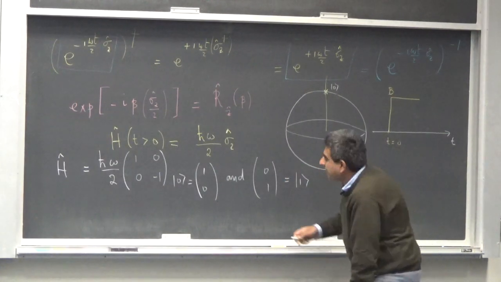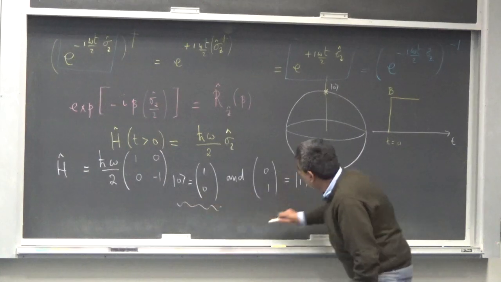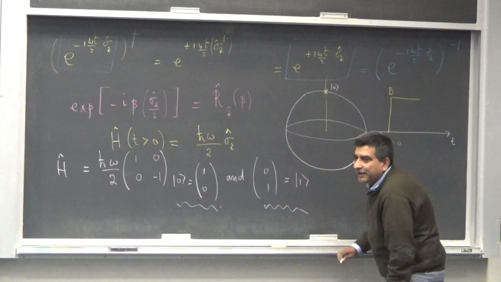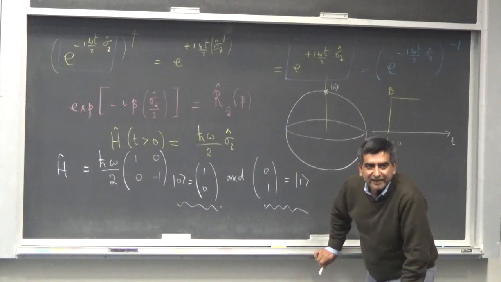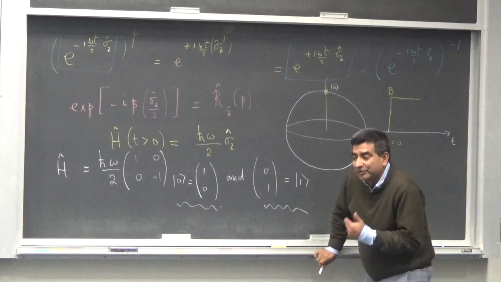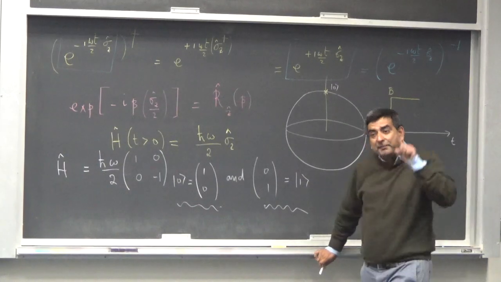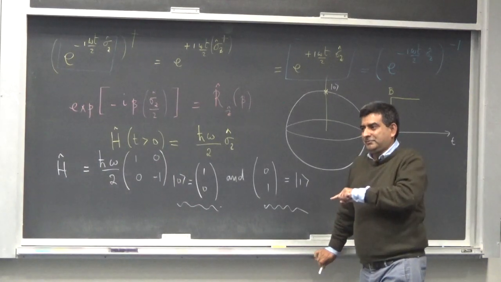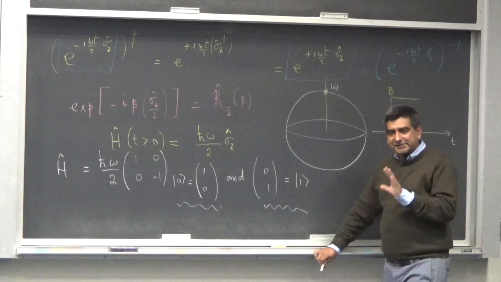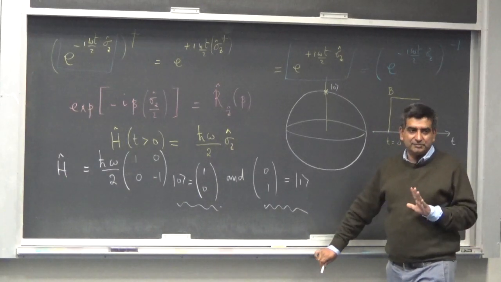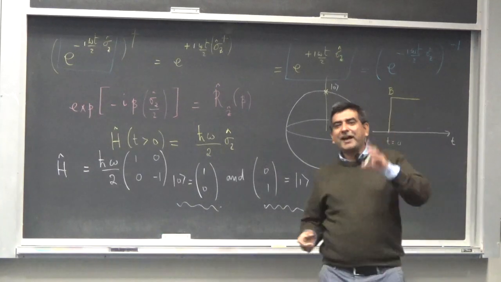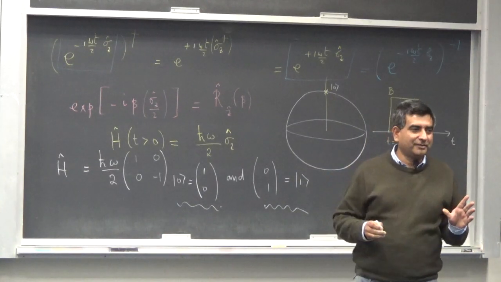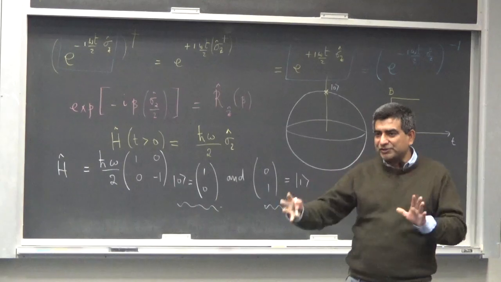So if your quantum state is this state or this state, and your field is also on the z-axis, no evolution will take place, because the quantum state is an eigenstate of the Hamiltonian. So this state remains conserved. And if the quantum state is an eigenstate of the Hamiltonian, the energy remains a constant of motion.